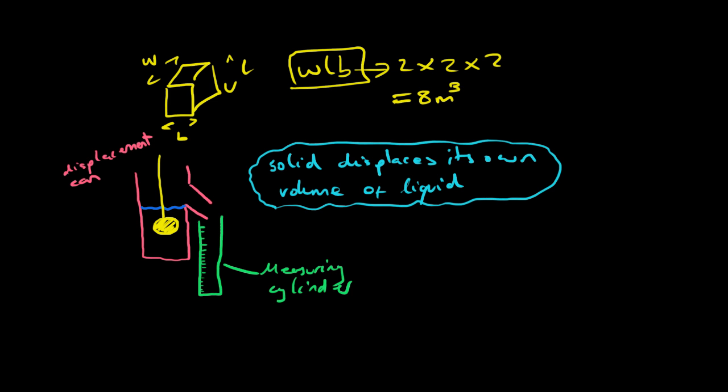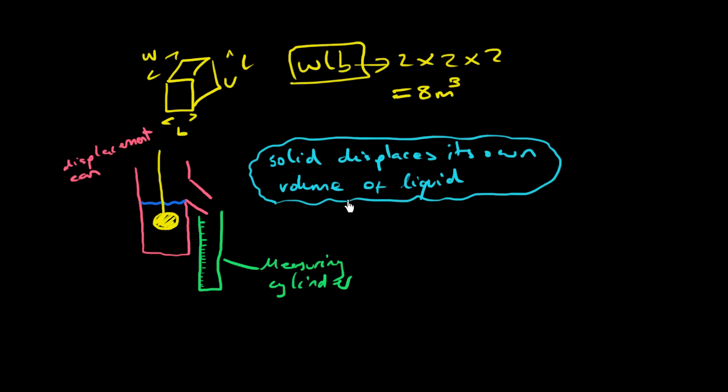We talked about how to measure the volume of an irregular solid using a displacement can and a measuring cylinder. So all of that was in the previous video. If you haven't seen that, then go and see it, and then come back to this second one now.